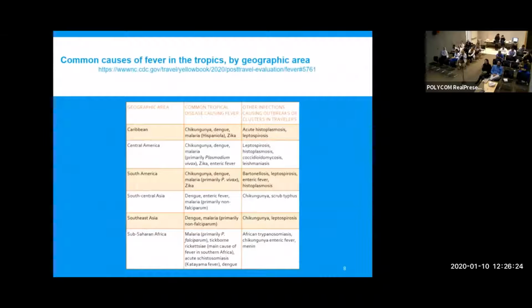So what are the common causes by geography? That's another table from the CDC. This is not something to remember. Just know that it's a good resource to have. If the patient is returning from the Caribbean, the most common causes of febrile illness are chikungunya, dengue, malaria, and Zika, which are the ones that we're going to talk about. But there are others, particularly histoplasmosis, leptospirosis, and a lot of others. And then Central America, again, pretty much the same. South America, South Central Asia, Southeast Asia, and Sub-Saharan Africa. All of these list the most common ones. It's helpful for you to zone in on what to look for. Then you may not need to focus on others.